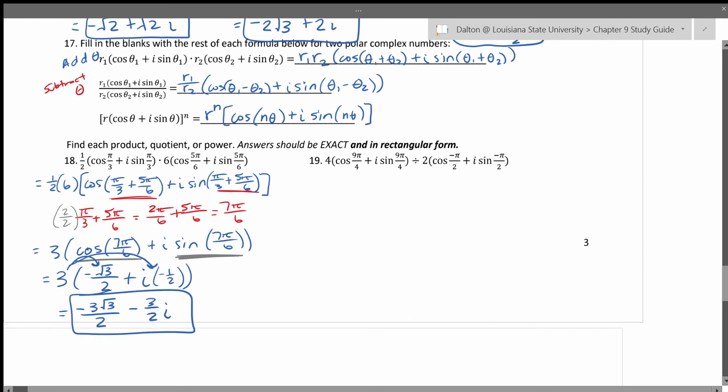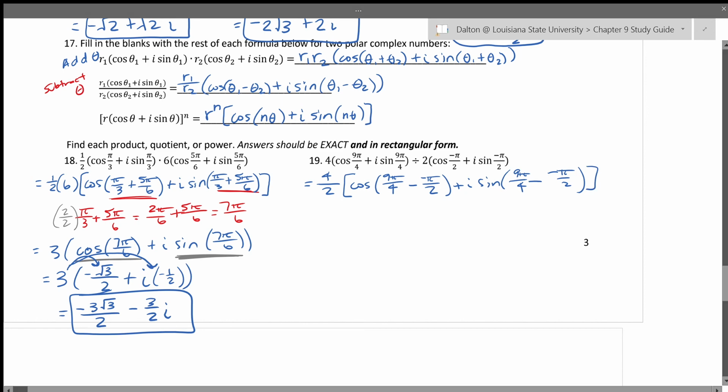Number 19 is very similar, except this one is a division problem, so we're going to follow the division formula here. We're going to divide our r's out front, so it's going to be 4 divided by 2 times the cosine of... the only thing you've got to remember when you divide is that we're going to subtract the angles this time. So we're going to do 9 pi over 4 minus -pi over 2. Be careful, you're going to have a double negative here. Plus i times the sine of 9 pi over 4 minus -pi over 2.